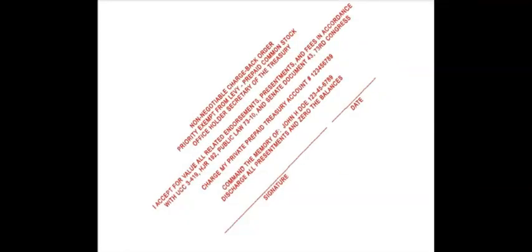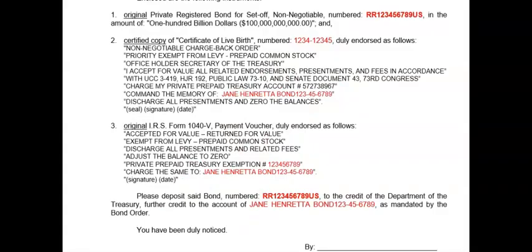So here's that endorsement. It goes on the back of the birth certificate, the certified copy that you would be sending. All right, 3, original IRS form 1040V, payment voucher, duly endorsed as followed. Accepted for value, returned for value, exempt from levy, prepaid common stock, or discharge on presentments and related fees. Adjust the balance to 0. Prepaid Treasury exemption number. Charge the same to Jane Henrietta Bond.